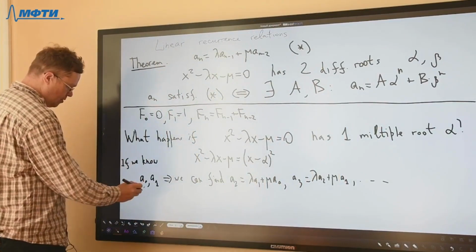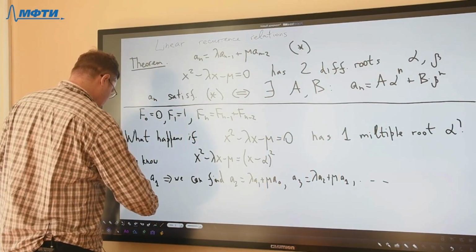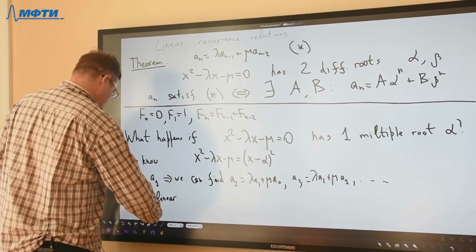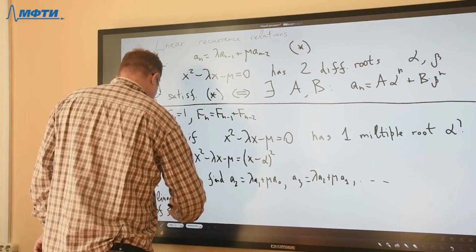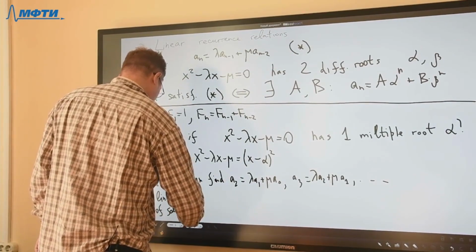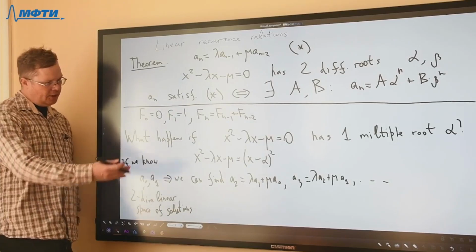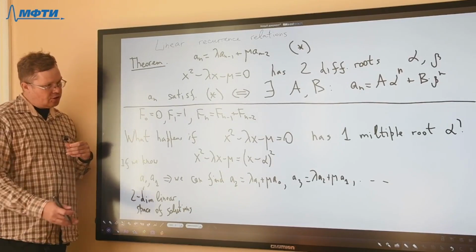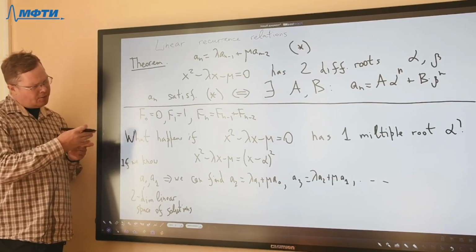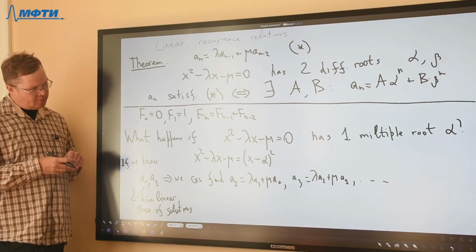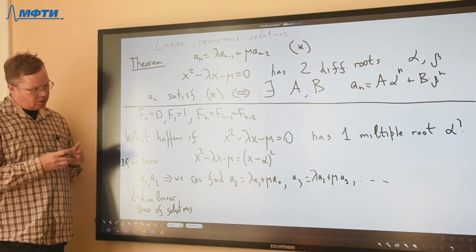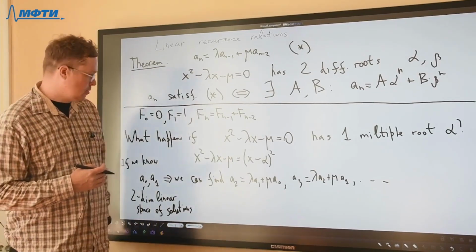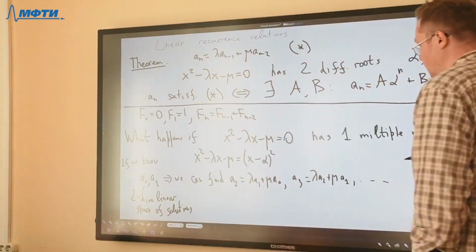So we have a two-dimensional linear space of solutions. So we want to find two linearly independent solutions using this alpha, and then we can prove that all solutions will be linear combinations of these two independent solutions.